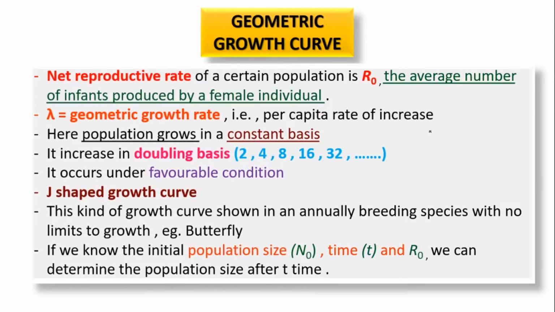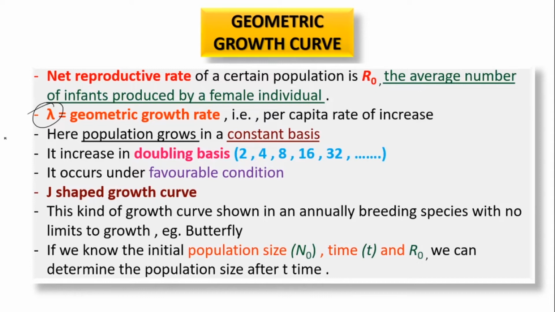So next is the geometric growth curve. It is one kind of exponential growth pattern, and here the population shows a geometric growth rate, which is denoted as lambda, and it is the birth of individuals by female individuals under no environmental limiting factors. This kind of growth pattern can be shown by annually breeding species, for example butterflies, or lower invertebrates, for example insects, and some annual weeds, etc.